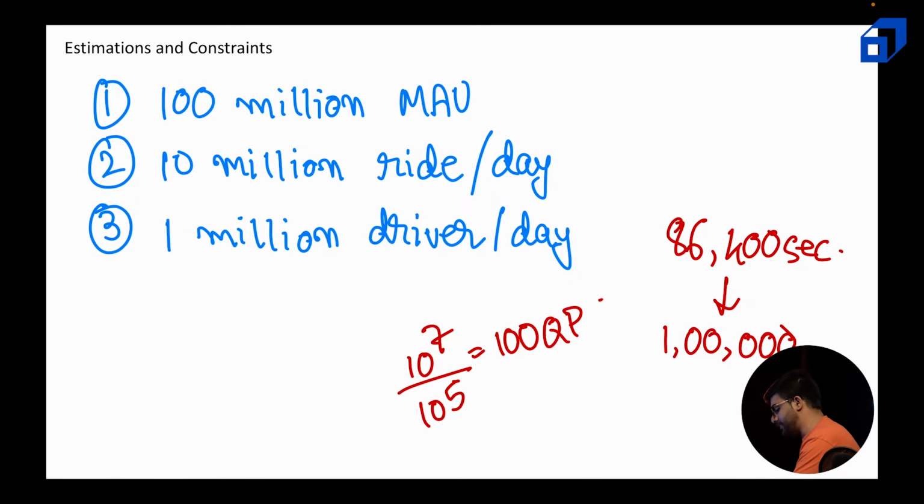So 100 QPS is our operational load, and we will cover some of these aspects, like what is the purpose of having 1 million drivers in a day or 100 million monthly active users. We'll try to understand how it is going to influence the system design of Uber when I talk about some of the important tech concepts. Now let's get started with some of the tech concepts which I feel are really crucial in order to understand the overall system design of Uber.